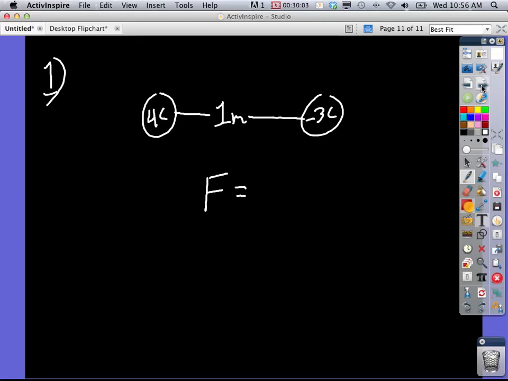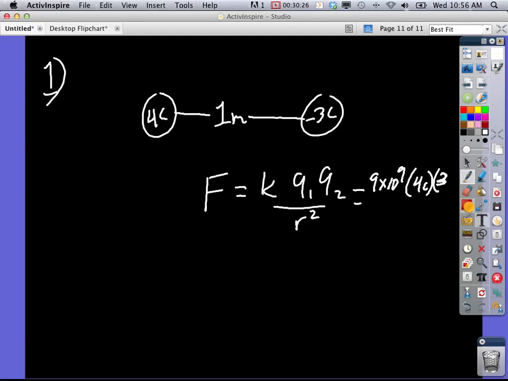Multiply 4 times 3. So we just do K, Q1, Q2 over R squared. It's going to be 9 times 10 to the 9th times 4 coulombs times 3 coulombs over 1 meter squared. And then that is going to give us 108. So it's 108 times 10 to the 9th newtons.